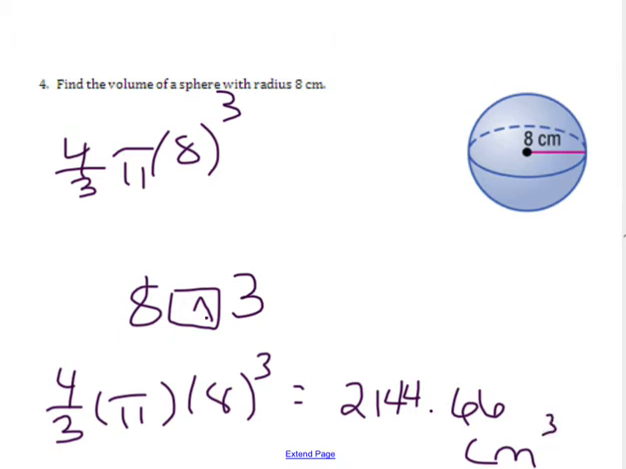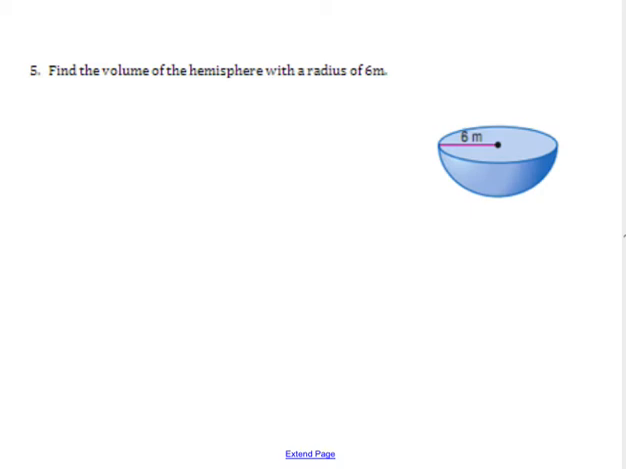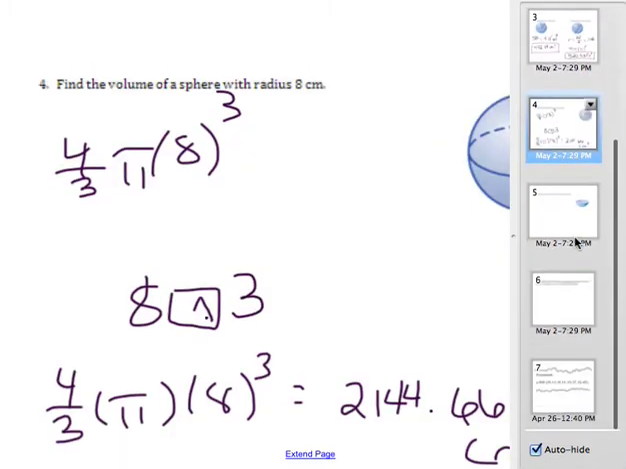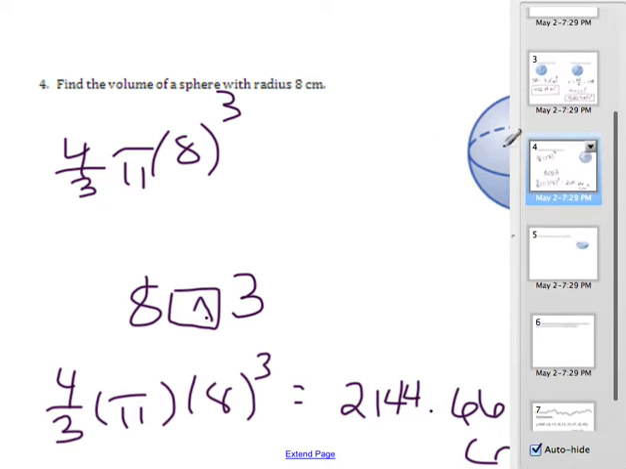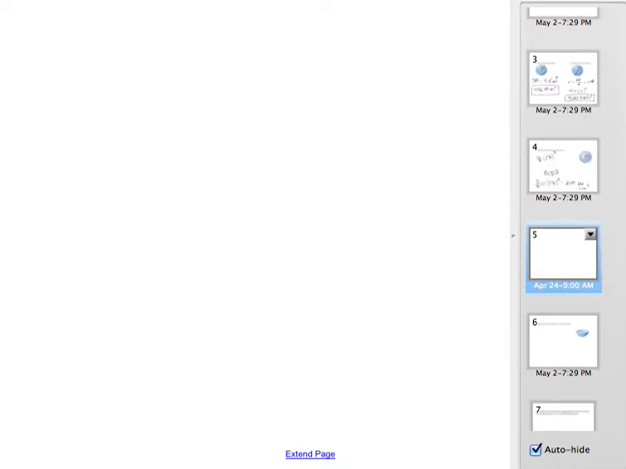So let's now talk about a hemisphere. Let me just check here and see if there's that slide there. Nope. Okay, so let's talk about a hemisphere. I'm just going to add the slide. So when we're talking about a hemisphere, I should really check these over, huh? So we want to talk about the surface area of a hemisphere.